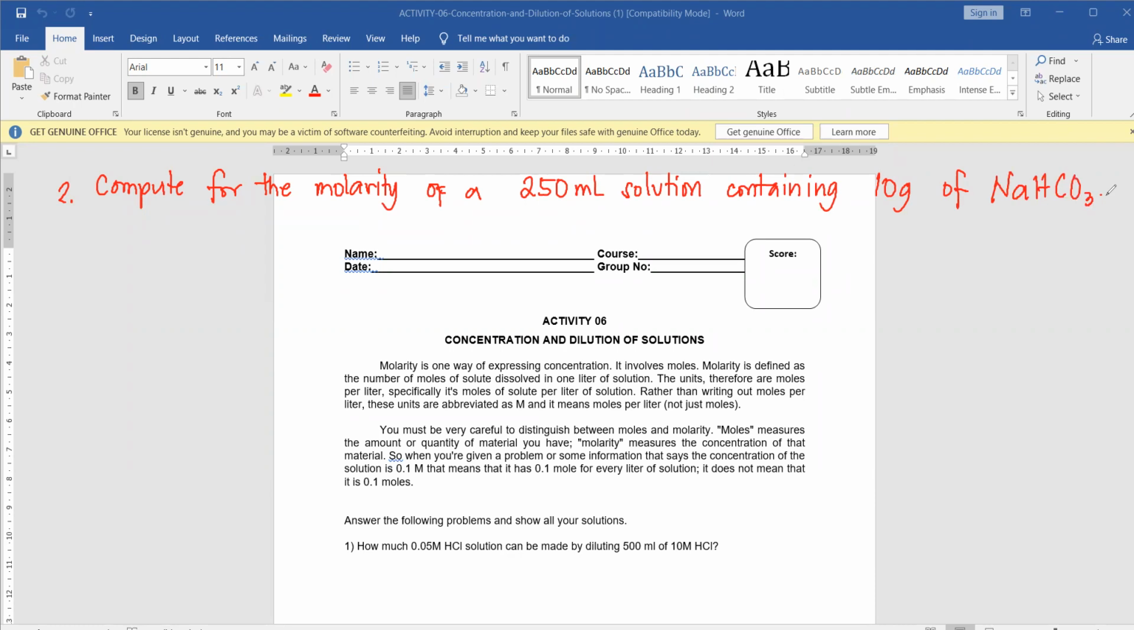Okay, this is the second example. Compute for the molarity of a 250 ml solution containing 10 grams of sodium bicarbonate. Let me record your participation for your grades sa midterm.